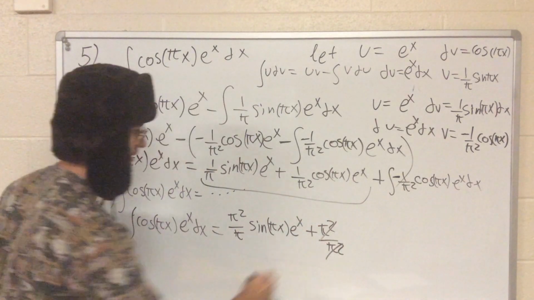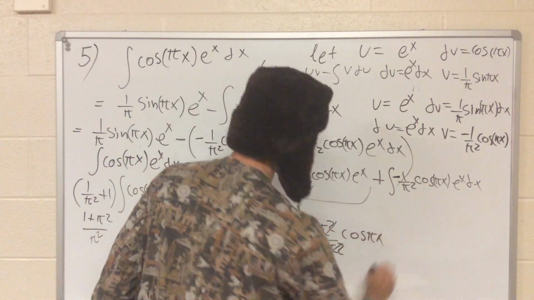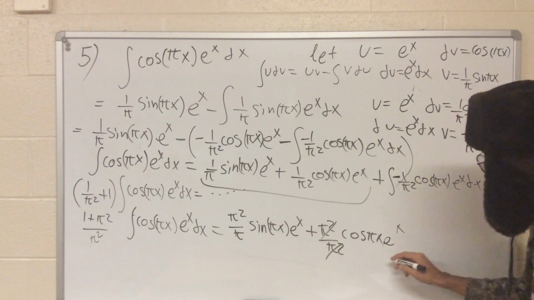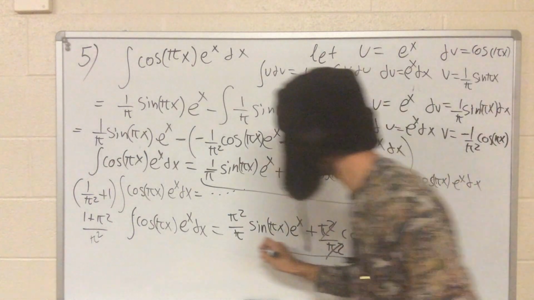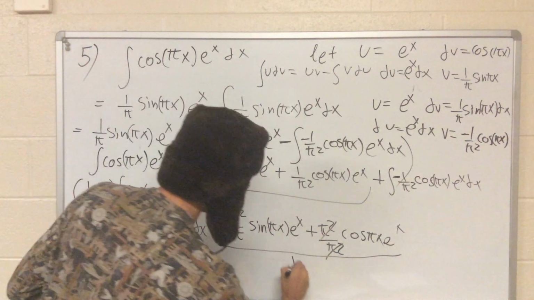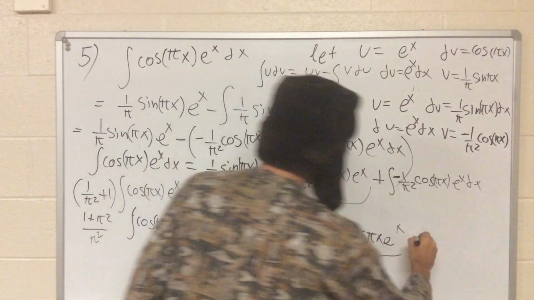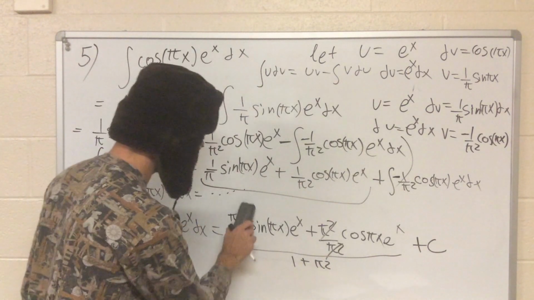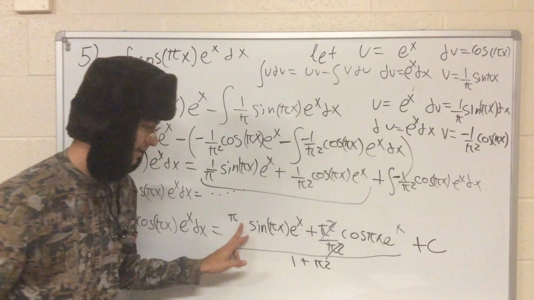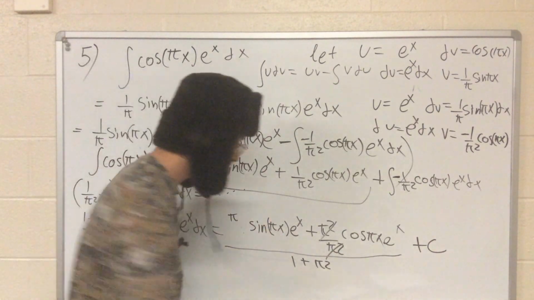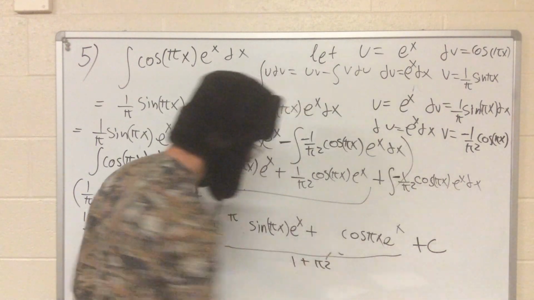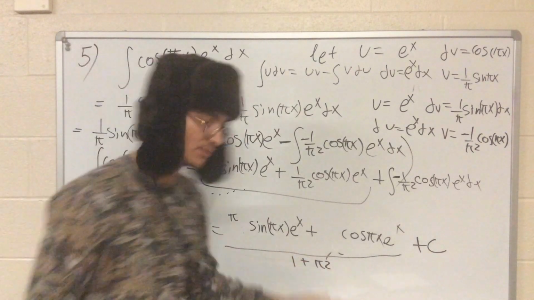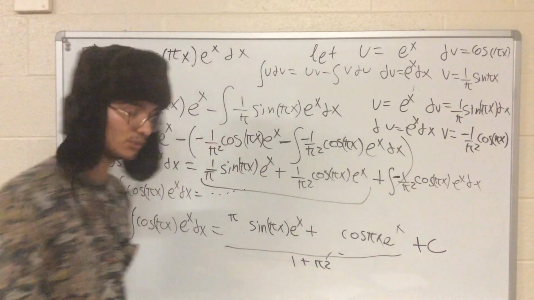Look at that, that cancels out, leaving cosine of pi x times e to the x. And then all of this will be divided by the factor 1 plus pi squared. And don't forget plus c. So your final answer should look like pi times sine of pi x, because we cancel out one pi over here, and then plus cosine of pi x, times e to the x, all of that divided by 1 plus pi squared, plus c. That would be the answer.